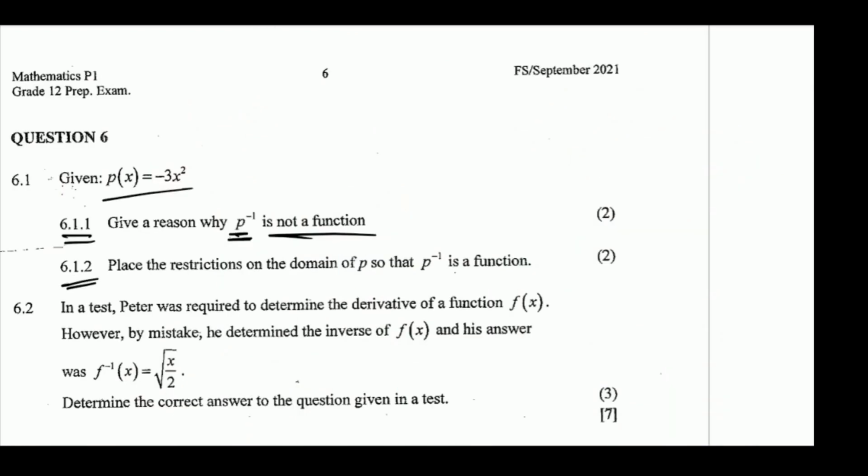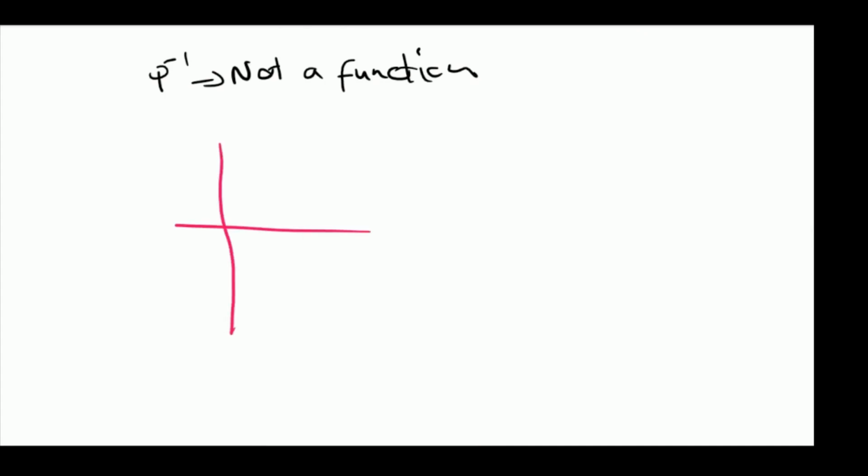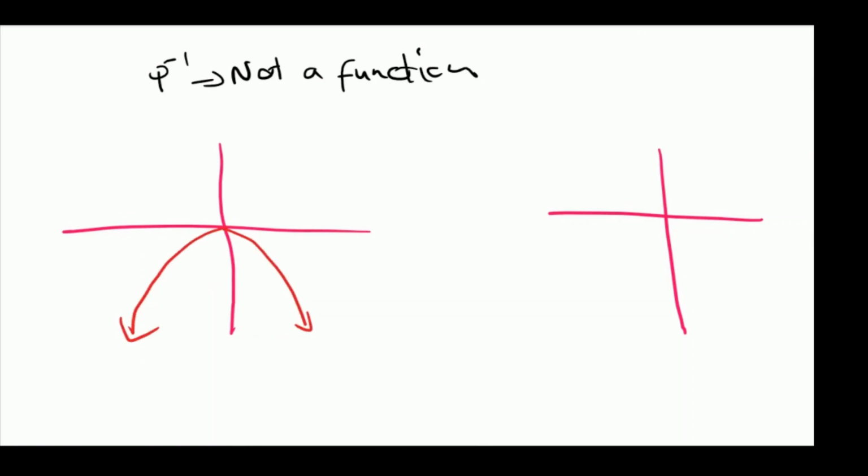Now 6.1.2, we are asked to place the restrictions of the domain of P so that it becomes a function. So remember that we said the inverse of P is not a function, right? So we want to make it a function now. How do we do that? We place our restrictions. So let's first draw our graphs. I'm just going to draw two graphs here. So when your P of x looks like this, right? And if you draw the inverse, it's going to look like that.